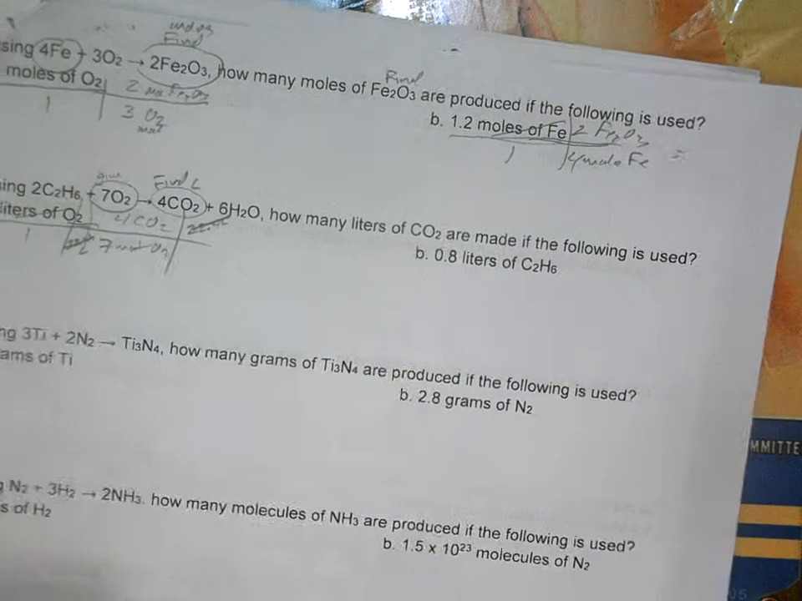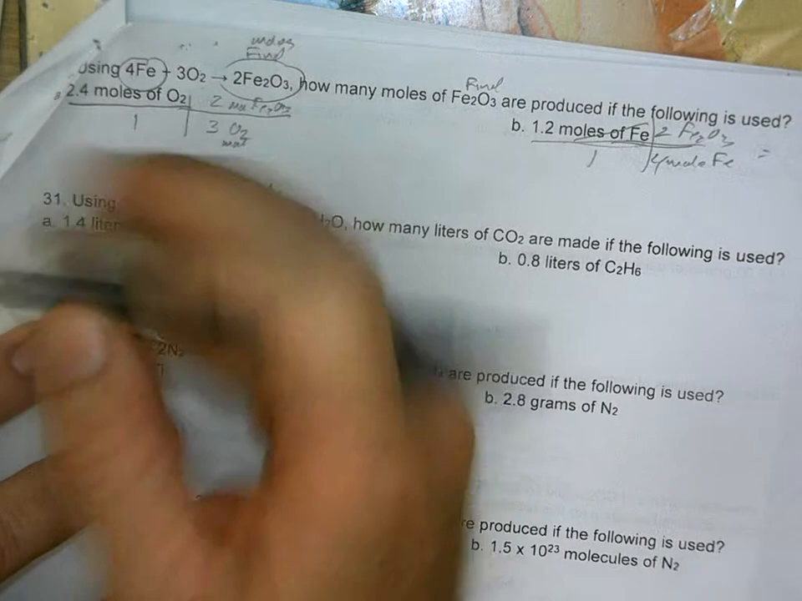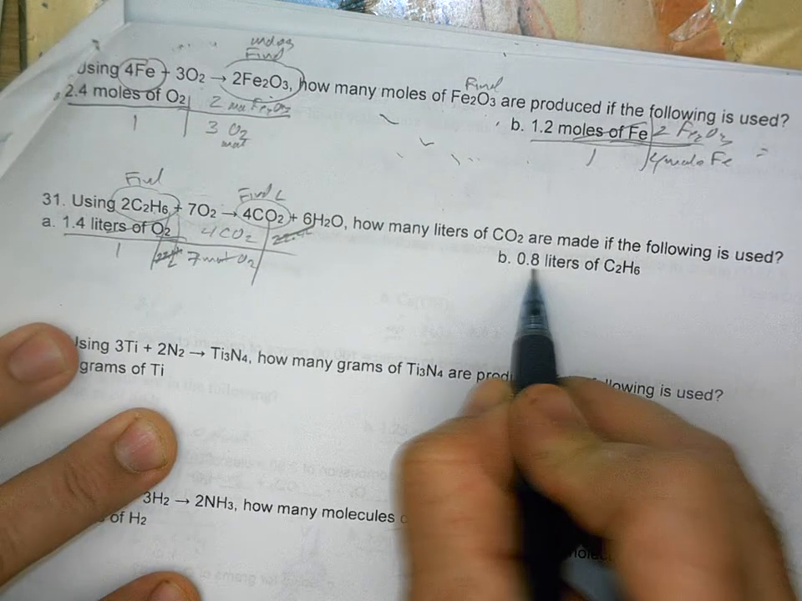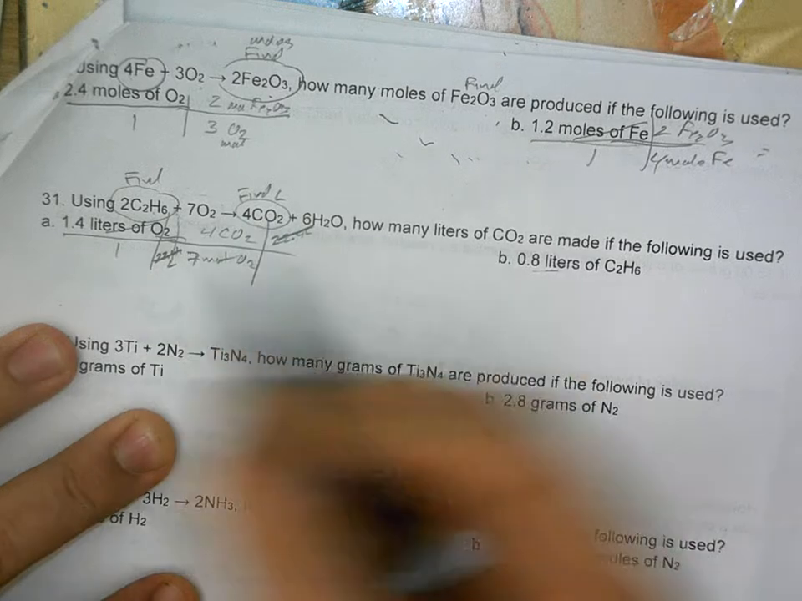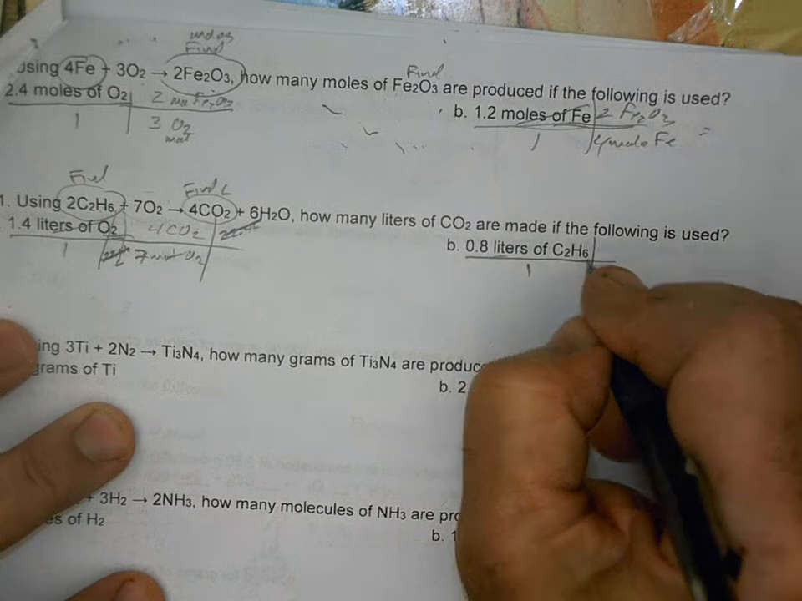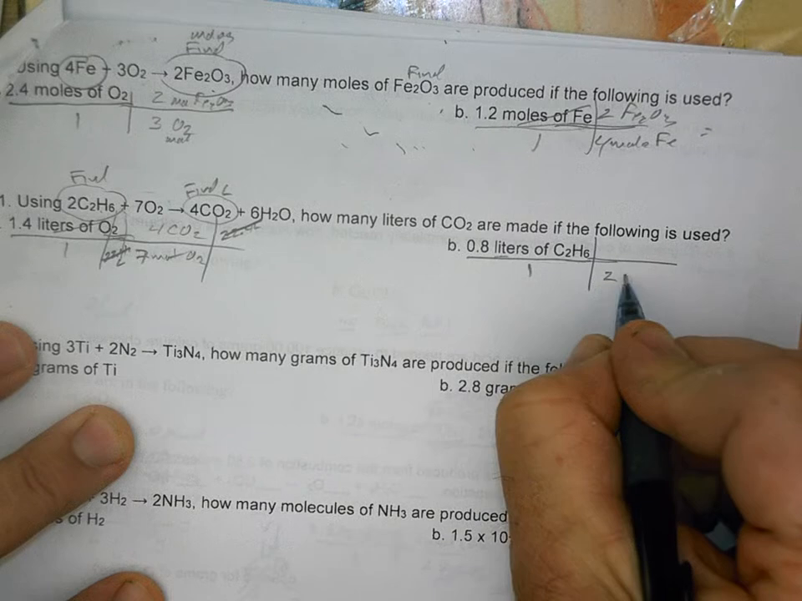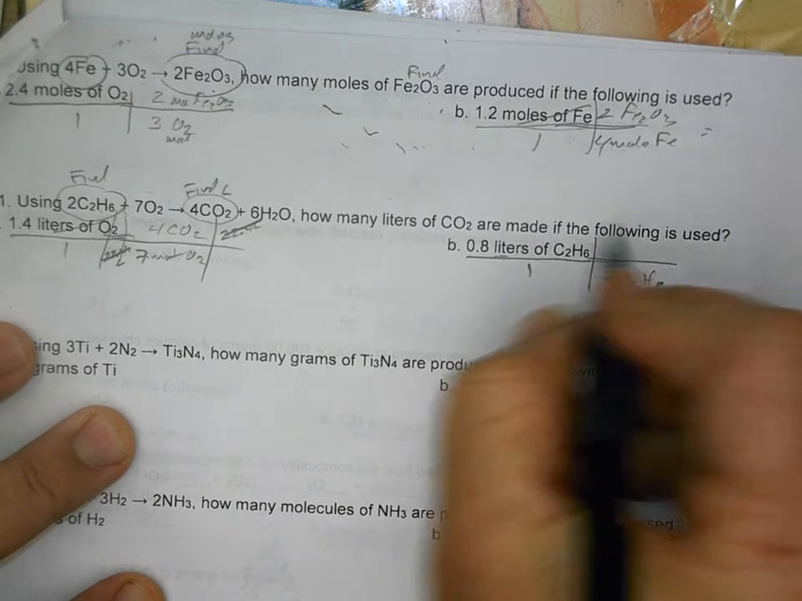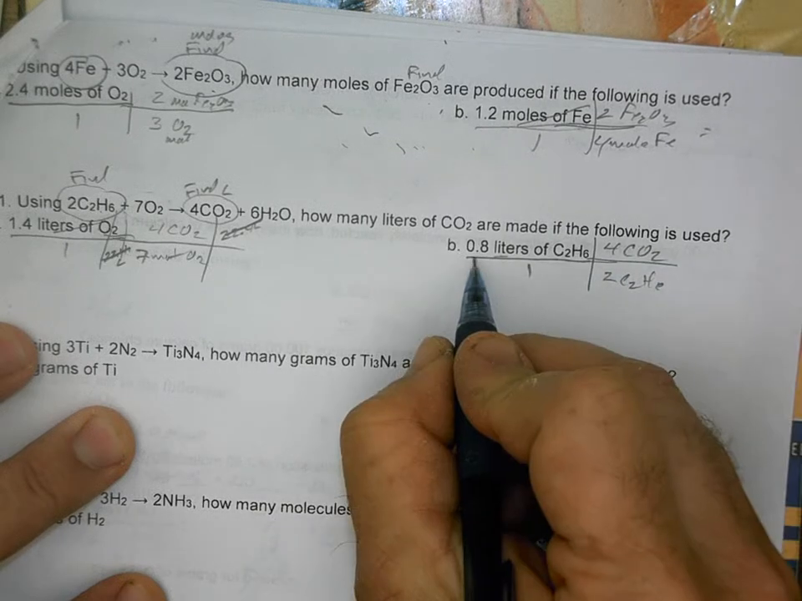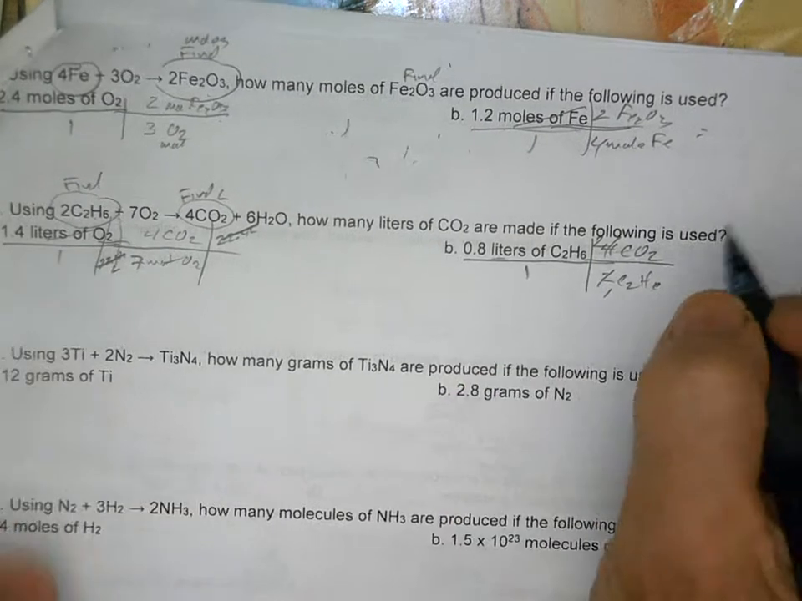Over here now, for the second part, we're looking for liters of C2H6. So now I'm going to erase the old find and label this. This is the find. Once again, we're starting with liters and ending with liters. So all we have to do is the given over 1, and then set up the mole ratio. Since we have C2H6 over here, we want 2 moles of C2H6, and we're trying to find CO2. We're still trying to find that, 4 CO2s. So you're going to have this number times 4. Actually, you could reduce this down to 2, so it's going to be that number times 2.